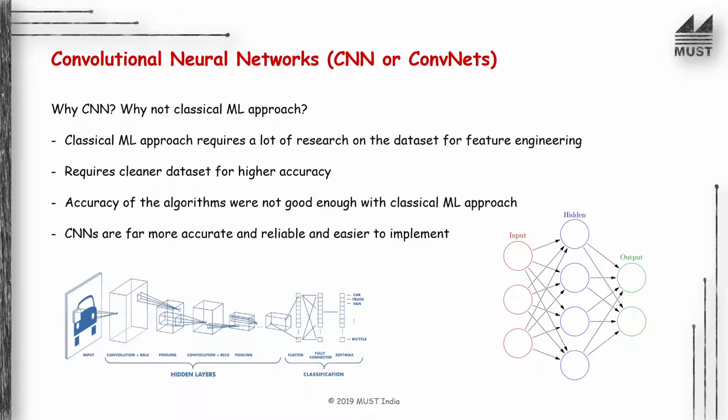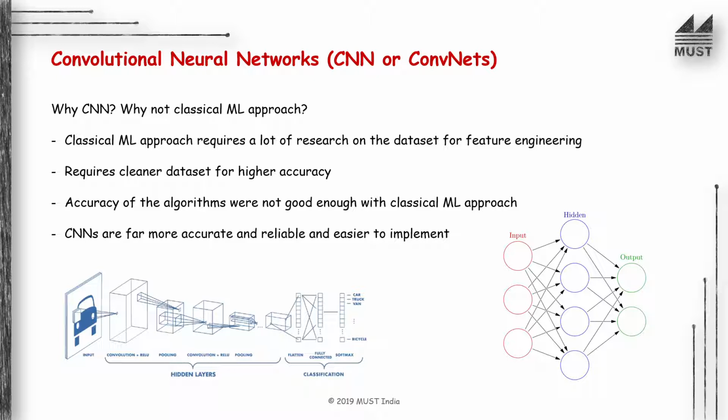Now moving on to convolutional neural networks, our first topic that I wanted to discuss. First, let me ask you, why do we need to go for neural networks or convolutional neural networks? Why not the classical machine learning approach? Well, when I started working, I started with the classical machine learning approach, and I observed that you need a lot of research related to the particular features that you want to extract from your data set, especially in images, and it's really difficult doing feature engineering, particularly for unstructured data.